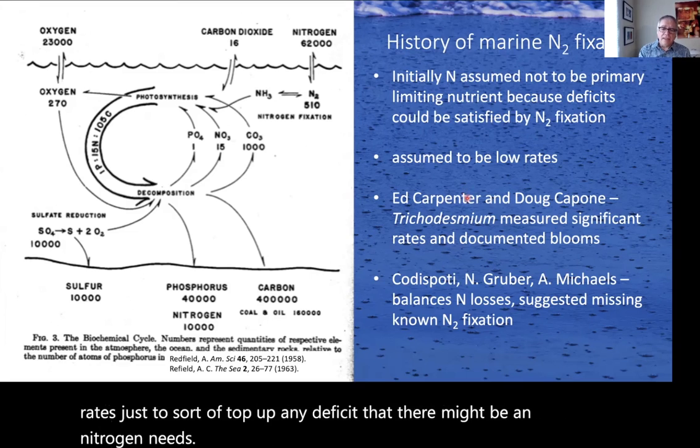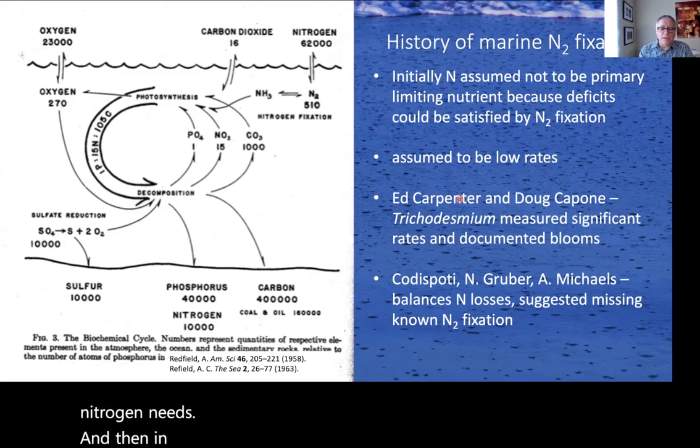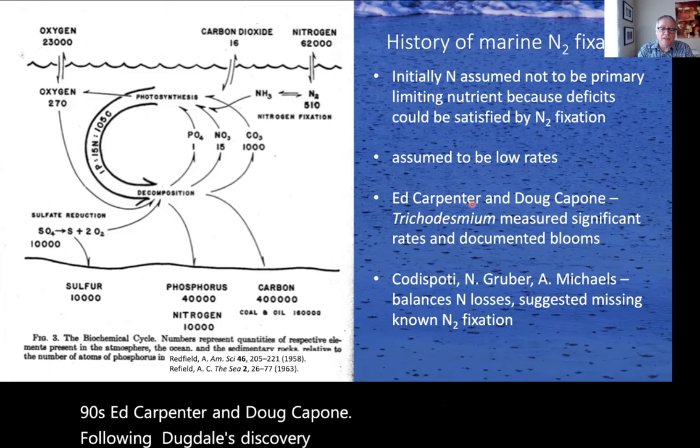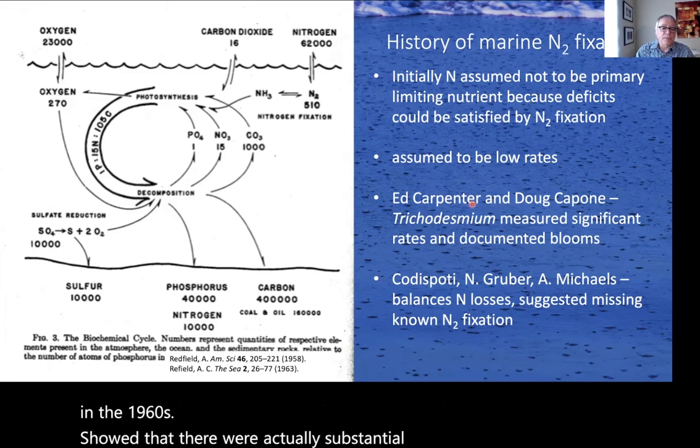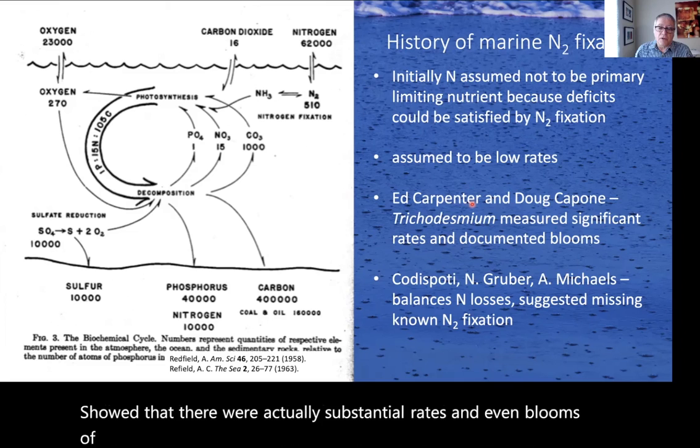And then in the 90s, Ed Carpenter and Doug Capone, following Dick Dugdale's discovery that Trichodesmium fixed nitrogen in the 1960s, showed that there were actually substantial rates and even blooms of Trichodesmium, largely in tropical and some subtropical waters.